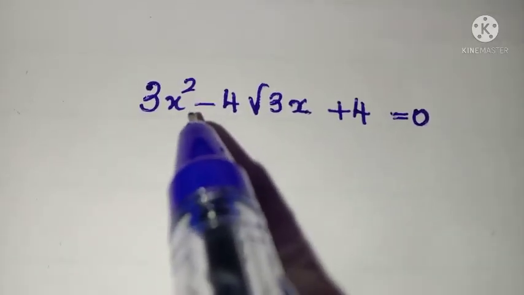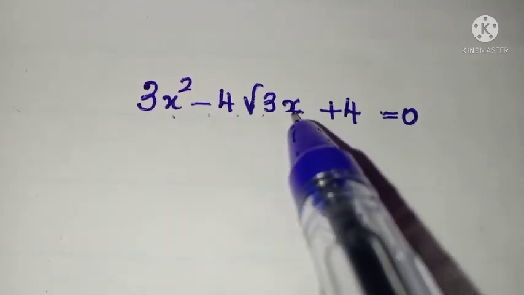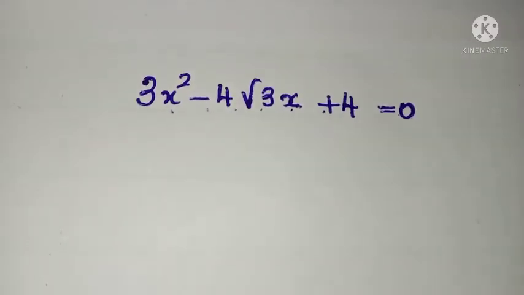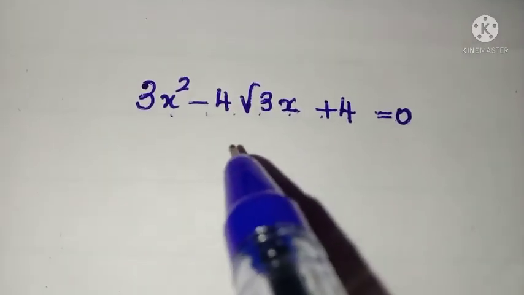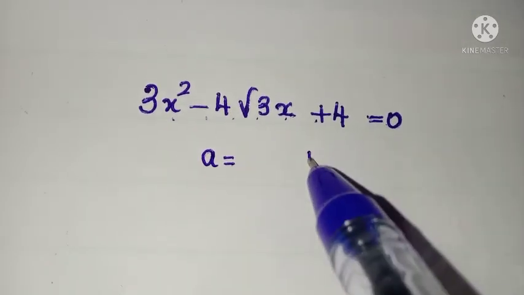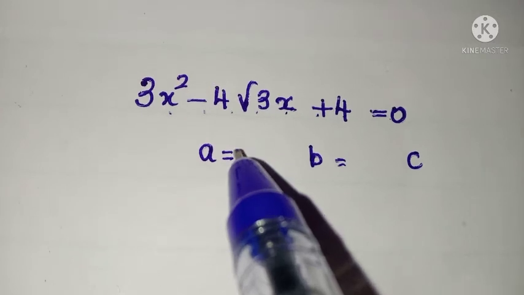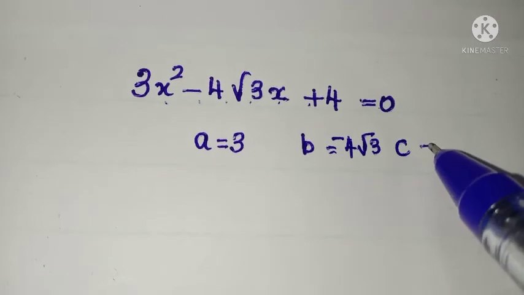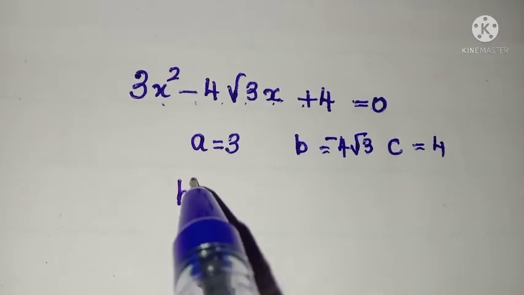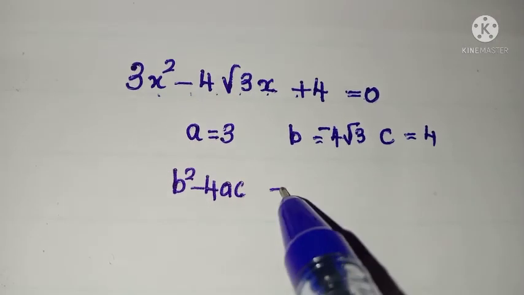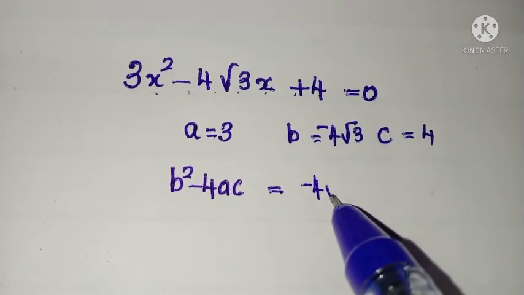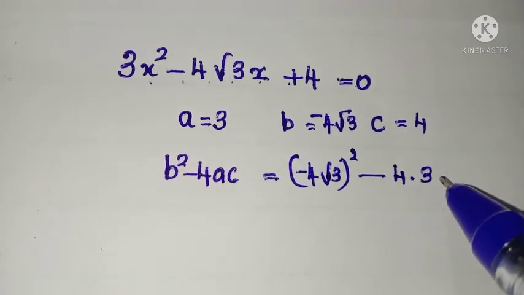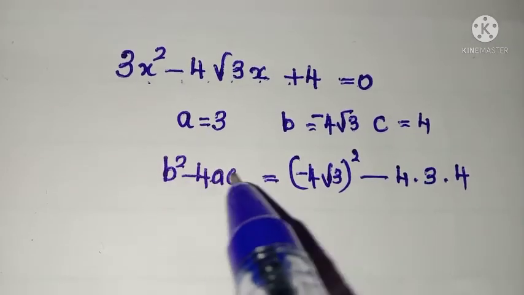Next question. 3x square minus 4 root 3 x plus 4 equal to 0. We want to find the nature of this quadratic equation. So listen. First we have to write a, b and c. Here a is equal to 3, b equal to minus 4 root 3 and c is equal to 4. Then find the discriminant b square minus 4ac. So minus 4 root 3 whole square minus 4 into 3 into 4. Just put all the values here.